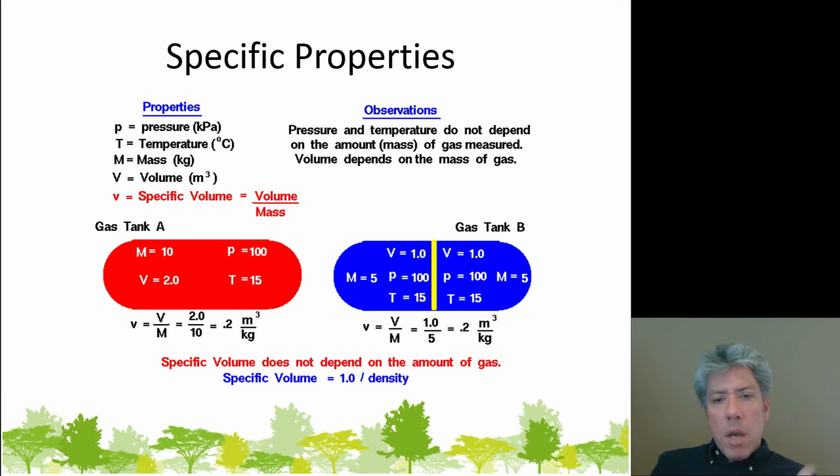The volume is 1 cubic meter, but we've only got 5 kilograms of mass, and so 1 divided by 5 is 0.2, just as it was before. That's kind of nice. What's nice about this new property we've just defined, which really is just the inverse of density, is that we call it specific volume, and we give it the symbol lowercase v, whereas the total volume has the symbol uppercase V. You might notice that. That was done intentionally.